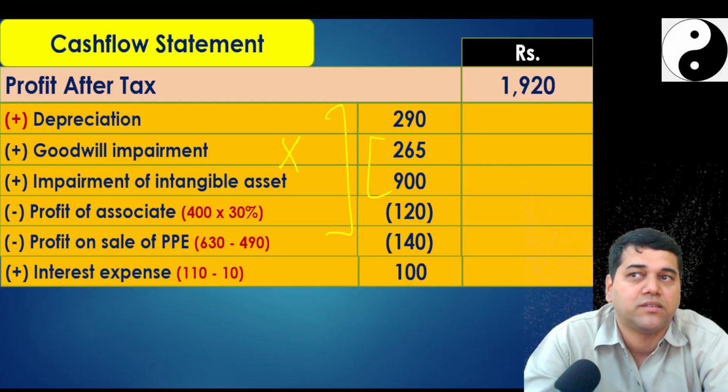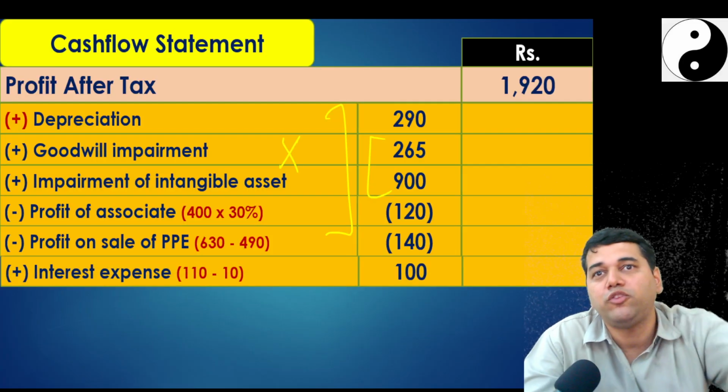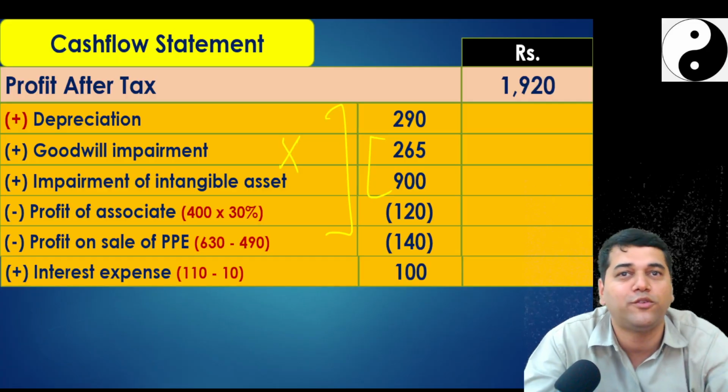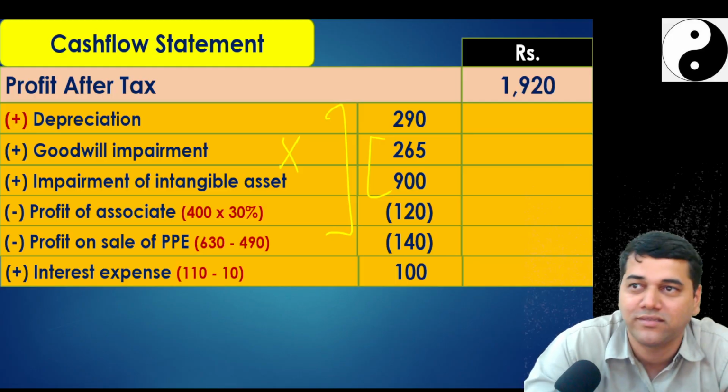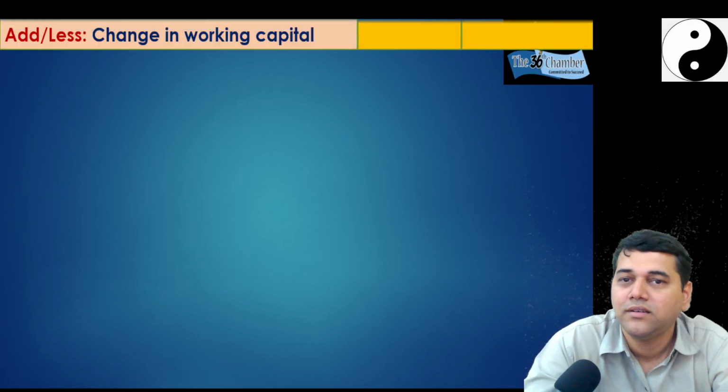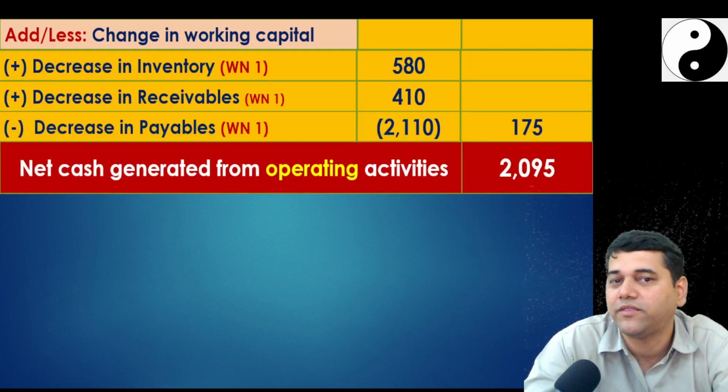Interest expense, you showed 110, but you passed one rectification entry and removed this 1920. So your actual interest expense is 100, which should be shown somewhere else. Done. Then my working capital changes 175, 2095.